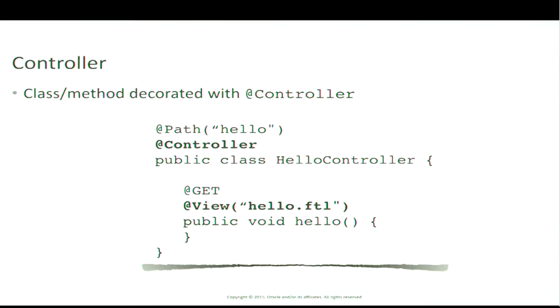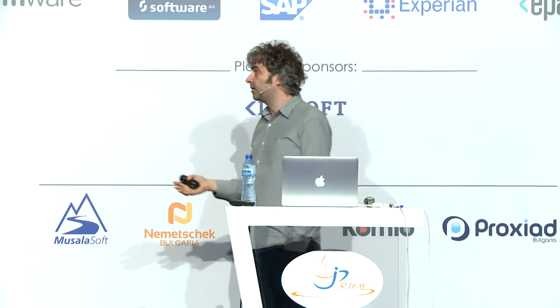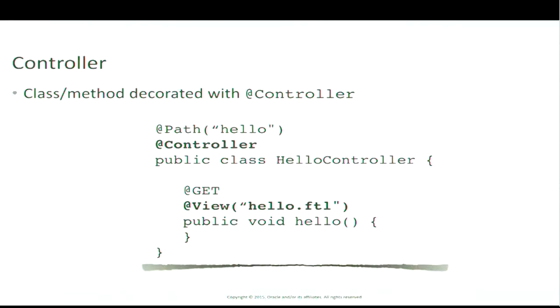This is another example of a controller. So we can set the @Controller annotation at the method level or at the class level. We obviously still have the @GET annotation, but in this case, we are introducing a new annotation, the @View annotation. So we can use that new annotation to specify which view the controller needs to use. So in this case, whenever someone is hitting that hello controller method, it will be sent to hello.ftl, which is a FreeMarker view.